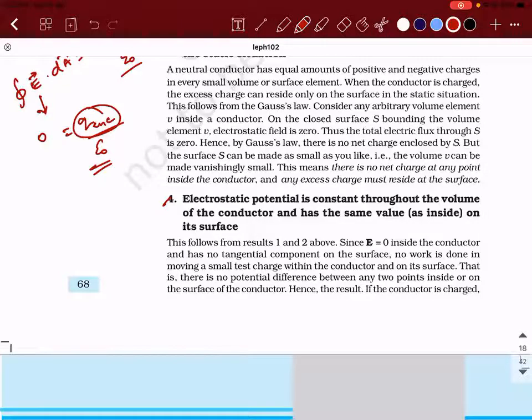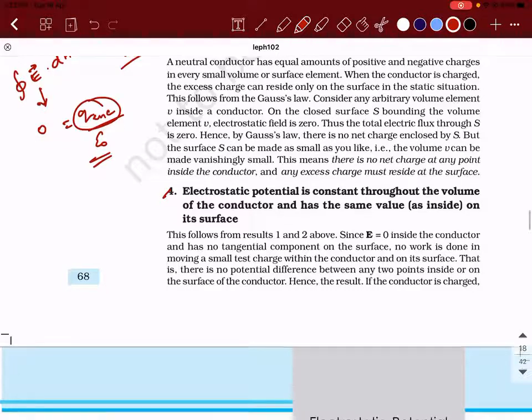Electrostatic potential is constant throughout the volume of the conductor and has the same value inside as on its surface. So what is the meaning of this? But there is no charge inside. But here we are trying to talk about interior. So for interior, how are you able to define the potential?